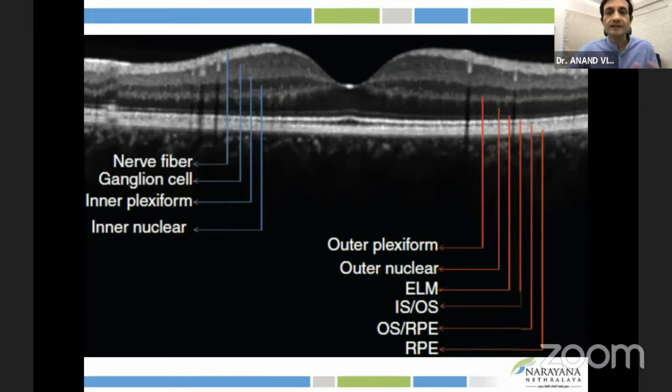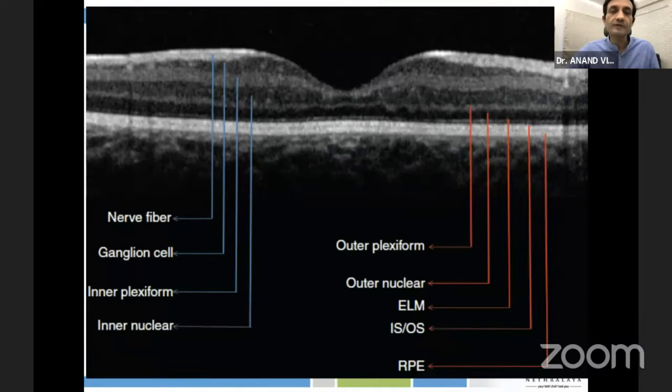This is a normal OCT of an adult male. Could be female as well, but this is an adult, and we all are familiar with that. But if you look at an OCT of an infant, and in this particular picture the baby is born preterm, then you notice that there are certain differences. And these are important to understand because we're going to try to correlate that with CVI.